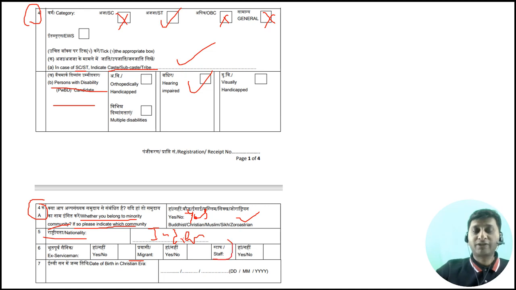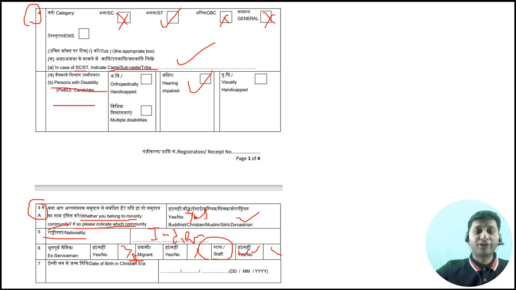And staff, that is whether you are already working in RBI, say as an RBI assistant or any contractual post, write yes. Otherwise, tick on no, right? I hope this is pretty clear, right? Or even if you do not want to tick it, you can write yes or no in these boxes.